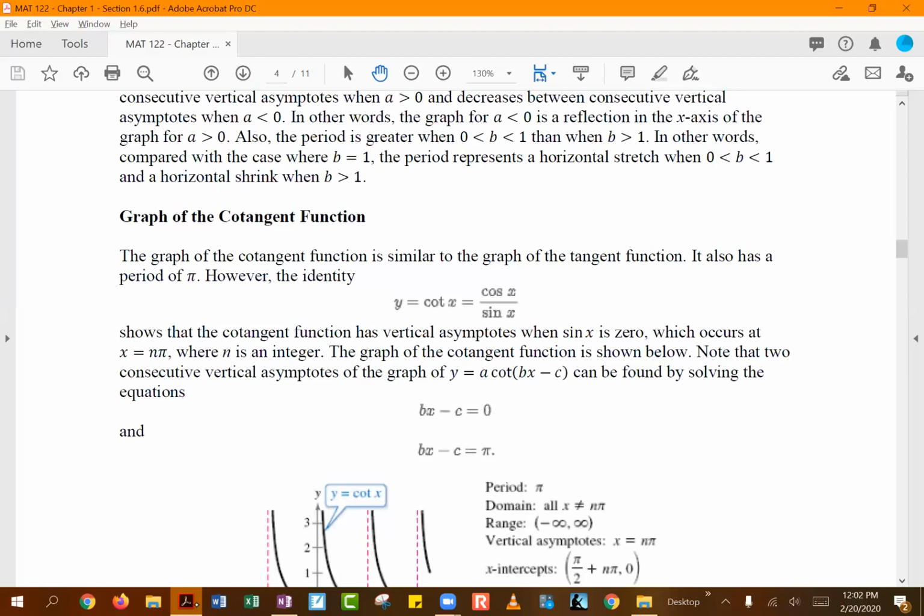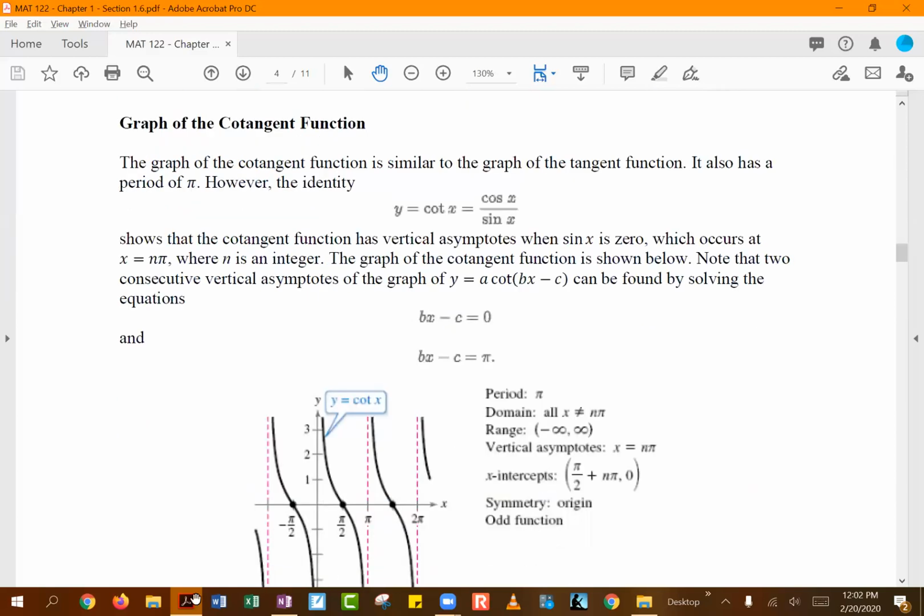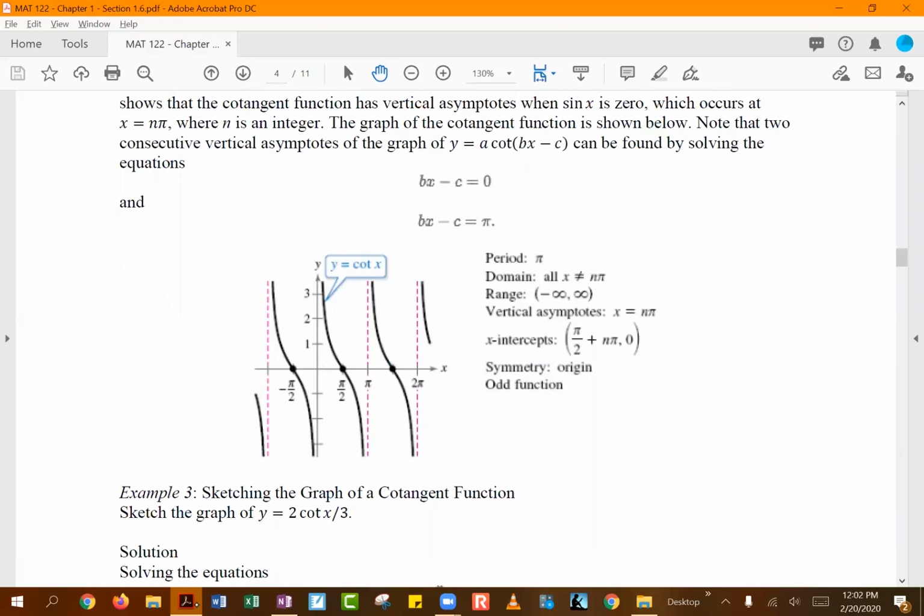And then in this case, since our vertical asymptotes are going to be at 0 and pi, we take our bx minus c part of this problem and put it equal to 0 and pi. So again, the domain for a cotangent function is going to be all real numbers except the places where we have our vertical asymptotes, which is at n times pi. Range will again be negative to positive infinity. You can see your x-intercepts here at pi halves plus n pi, and then same thing, it's an odd function, so symmetry with respect to the origin.